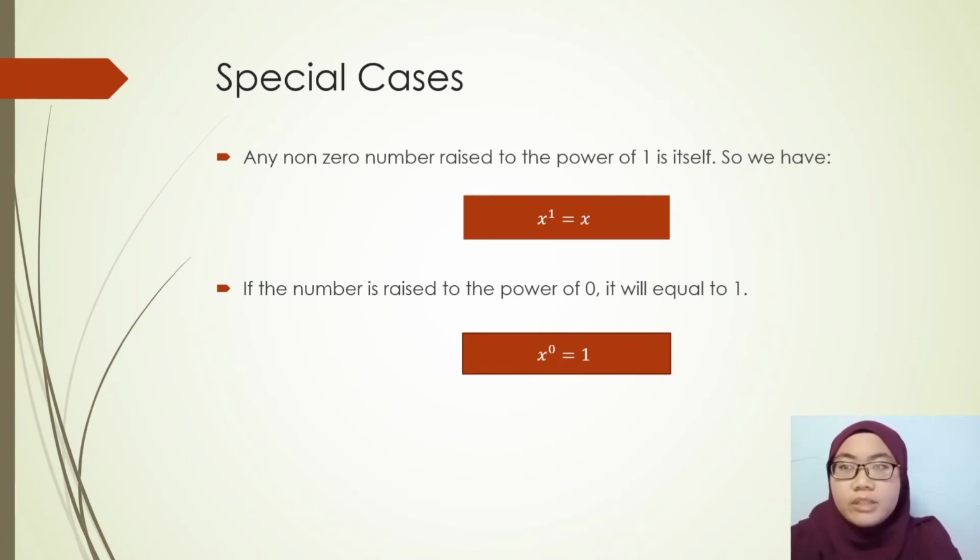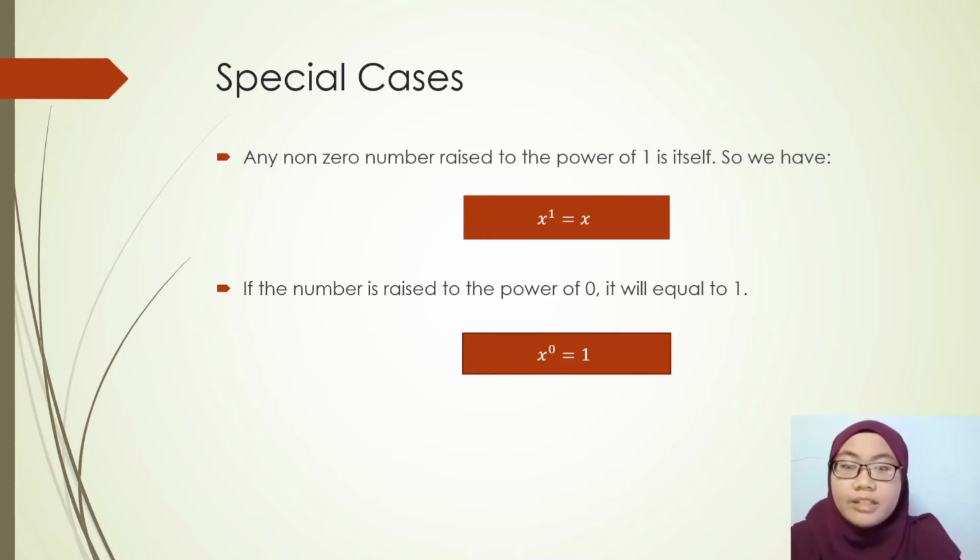Now we will learn about special cases. First, any non-zero number raised to the power of 1 is itself. For example, 3 to the power of 1 equals 3, or 157 to the power of 1 equals 157. So we have x to the power of 1 equals x. We usually do not write bases to the index of 1; we just write the base. So instead of writing x to the power of 1, we just write x.